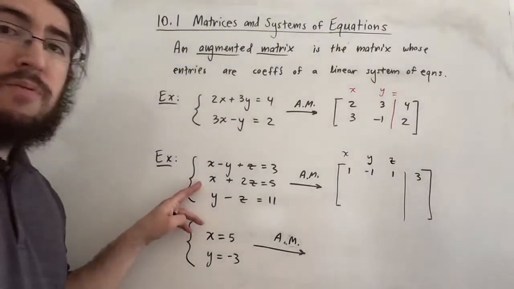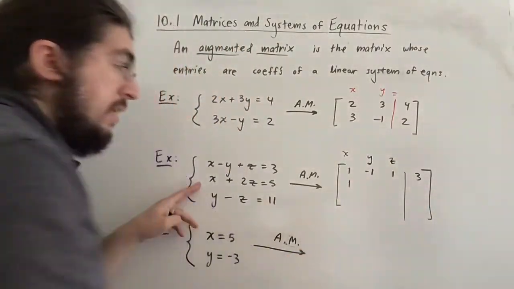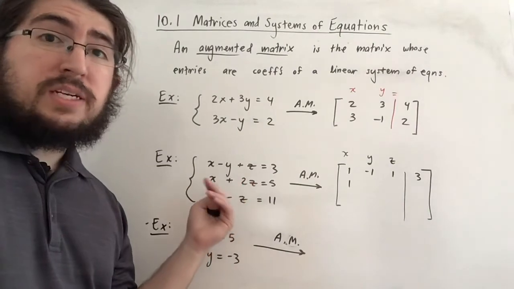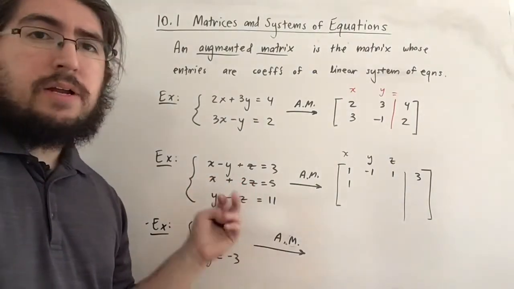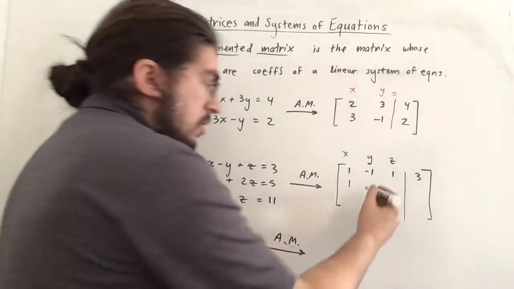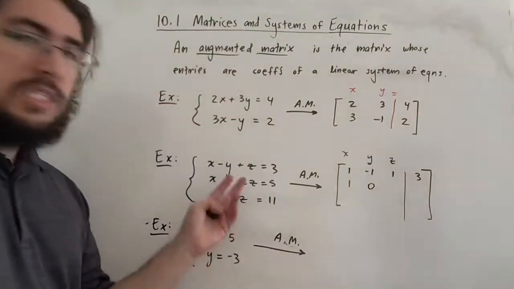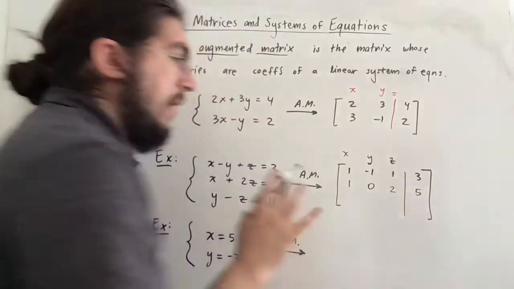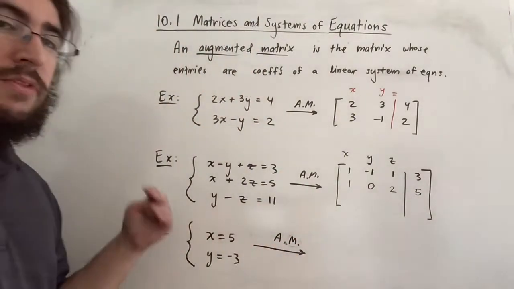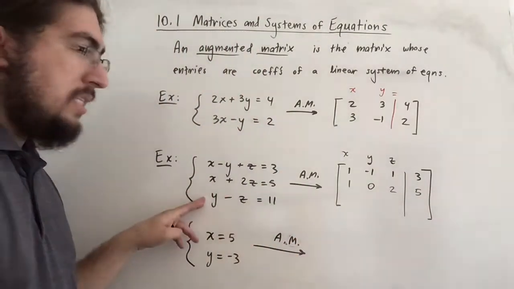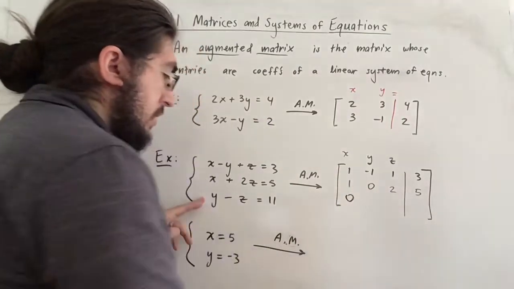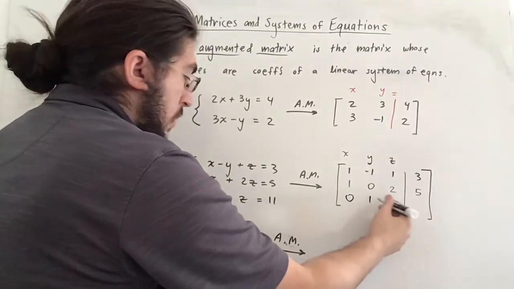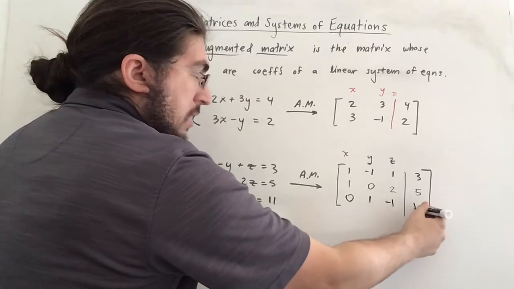Now the x coefficient is 1, that's fine. The y actual coefficient is 0 because y is missing here. So we can write this as 0y, so its coefficient is 0. Z's coefficient is 2, and then that's equal to 5 on the other side of the bar. Great. And now for the third row, finally, x is missing now, so that's 0 for x, 1 for y, and negative 1 for z, and it's equal to 11.